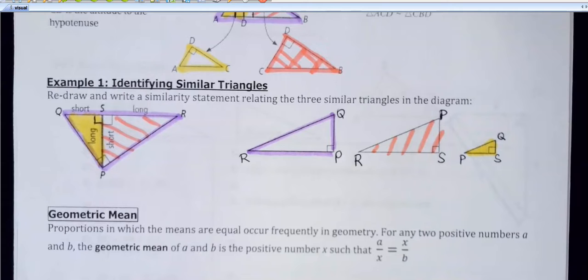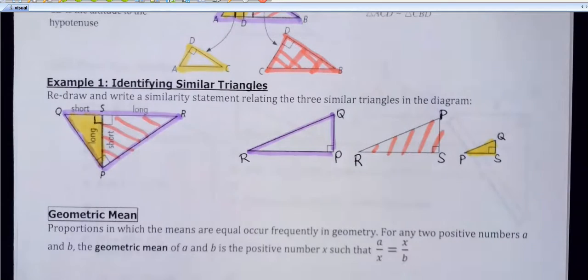And then all three of those triangles are similar to each other. So same shape, but different sizes, and all the sides will be in proportion. All the corresponding angles in the diagram are going to be congruent. We don't have any angle measures other than the right angle there.